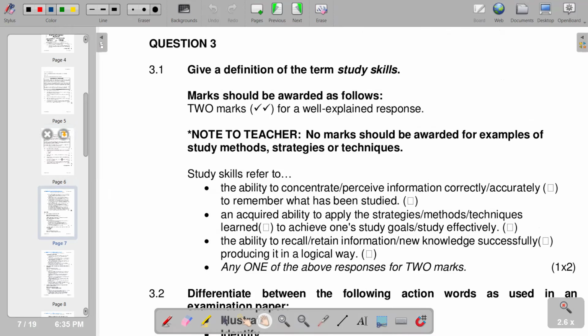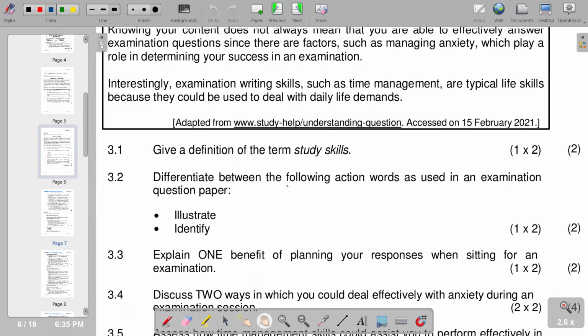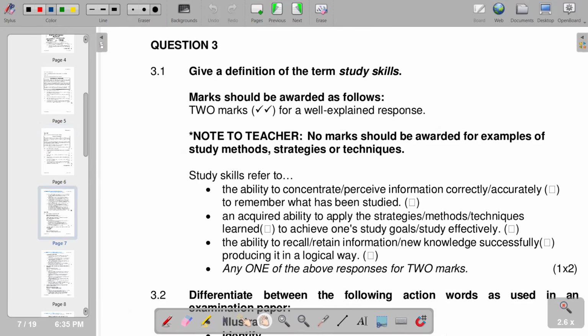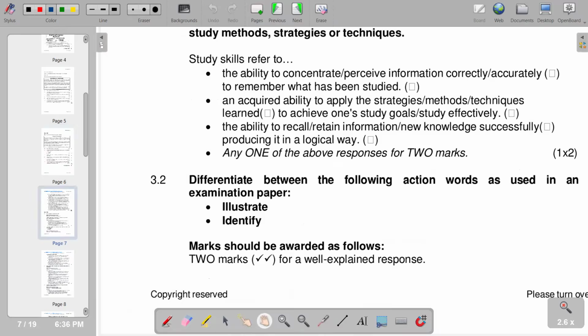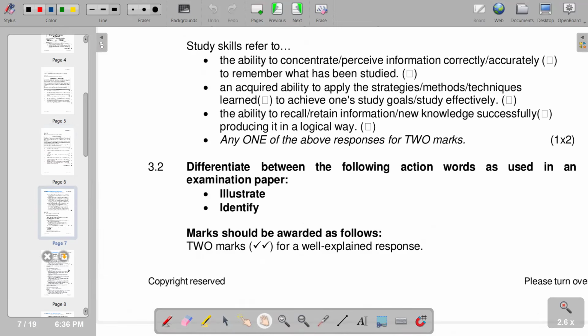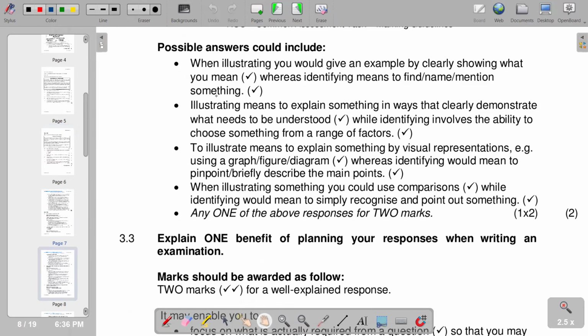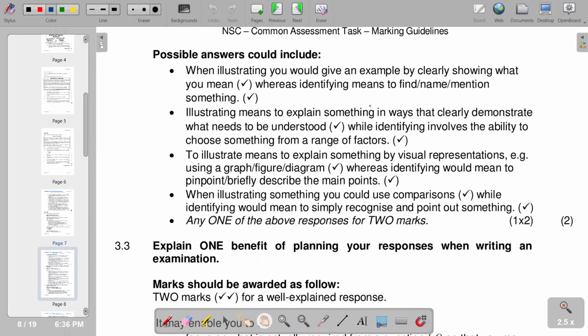In terms of the second question that we have, differentiate between the following action words used in an examination question paper: illustrate and identify. So how do we look at illustrating and identifying? We have that also illustrated in our other section, whereby we are saying when illustrating, you would give an example by clearly showing what you mean, whereas identifying means to find or name or mention something.